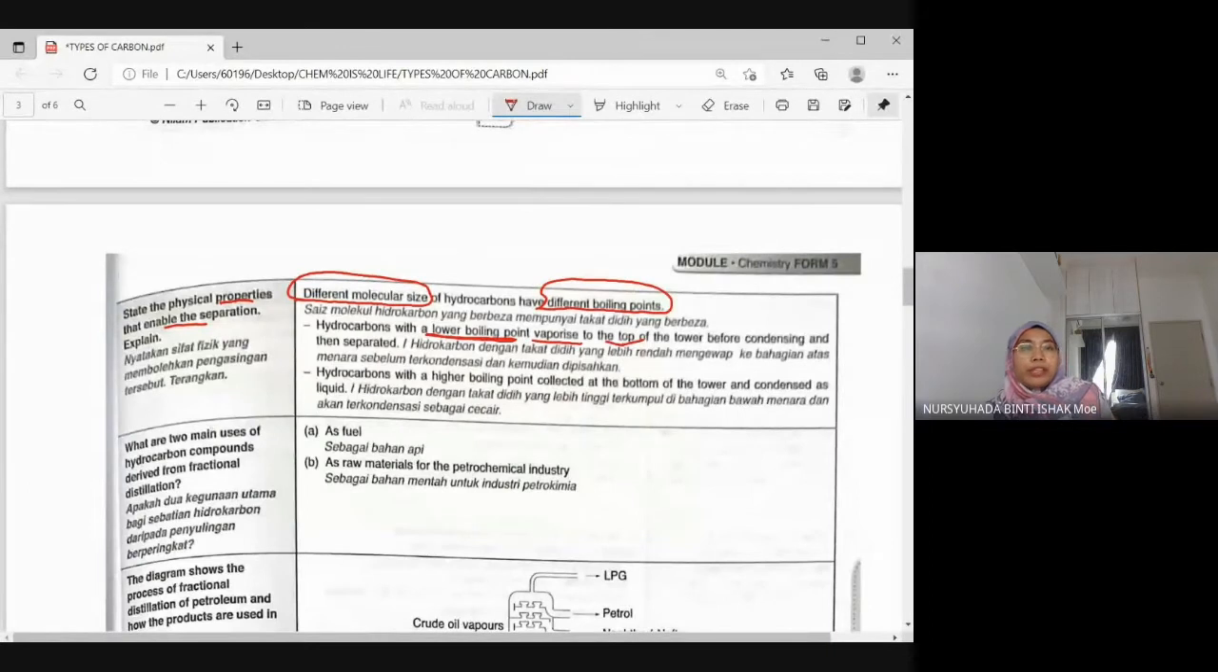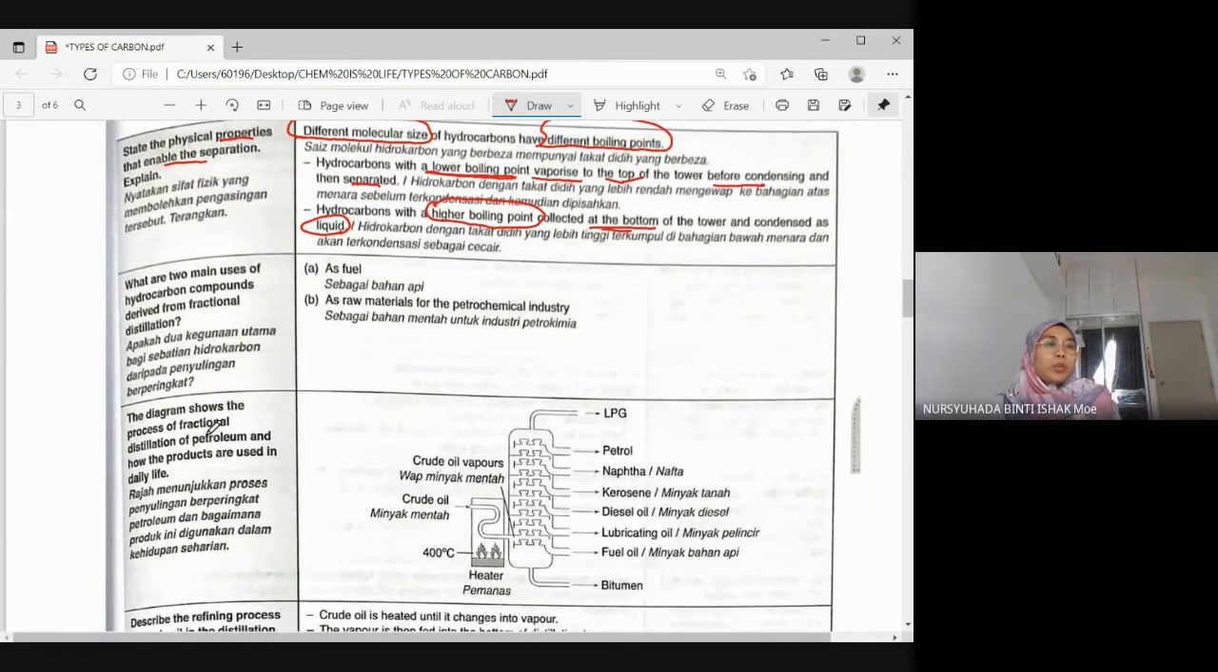bila lower boiling point dia vaporize. Kamu dah tahu kan kenapa? Why lower boiling point dia akan vaporize? Sebab apa? Pandai sini. Because it is lighter and goes to the top of the tower before condensing and separated. Manakala if the hydrocarbon has higher boiling point, dia akan collected at the bottom of the tower and condensed as liquid. So kalau boiling point dia rendah, dia akan at the top and vaporize dalam bentuk gas. And then bila dia dekat bawah, dia akan higher boiling point, dia akan duduk dekat bawah and then dia akan form as a liquid.